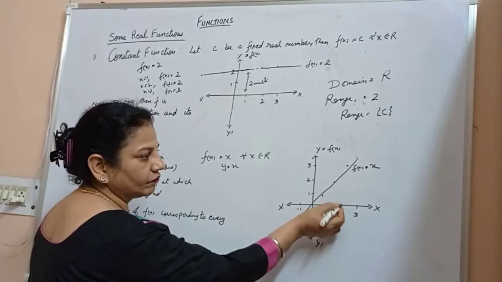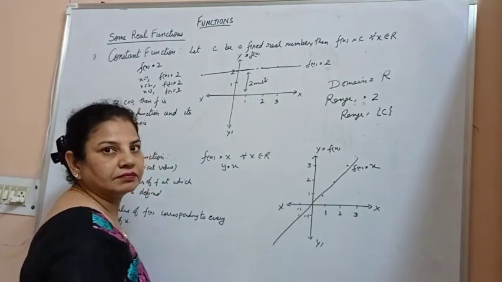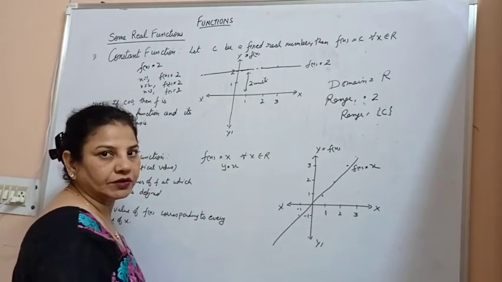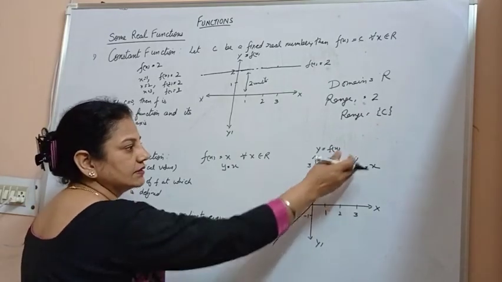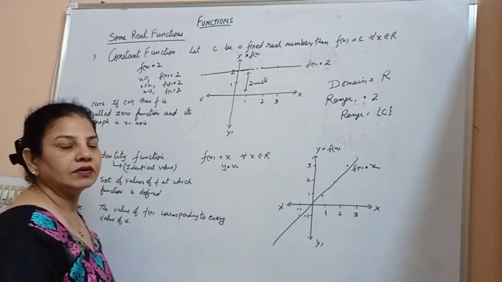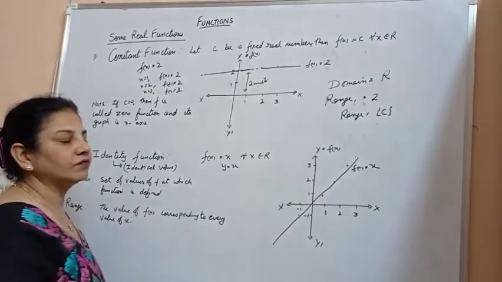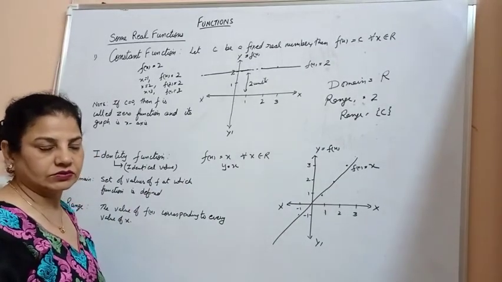It is inclined from the x-axis at an angle of 45 degrees. So the graph passes through the origin and it's a straight line graph. For the identity function we have y is equal to x.